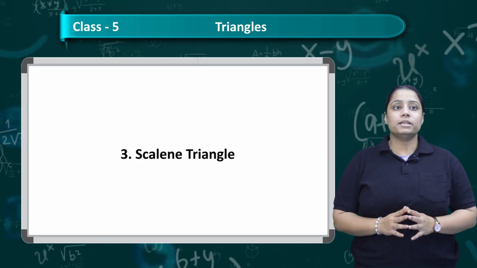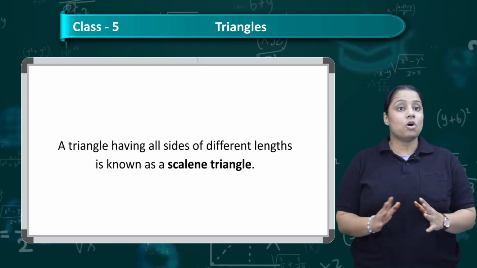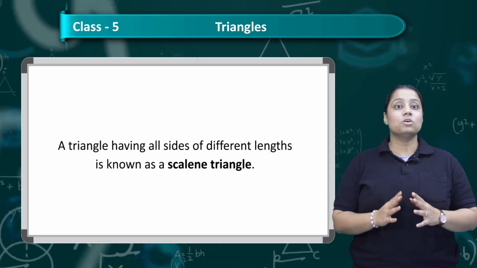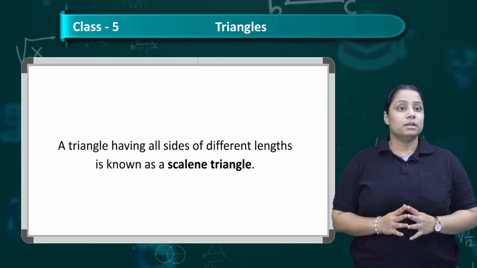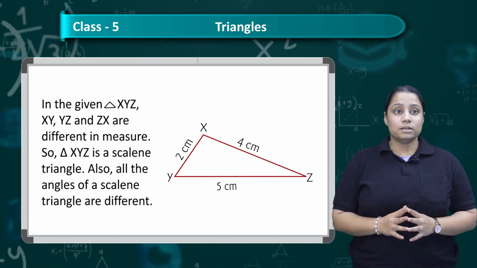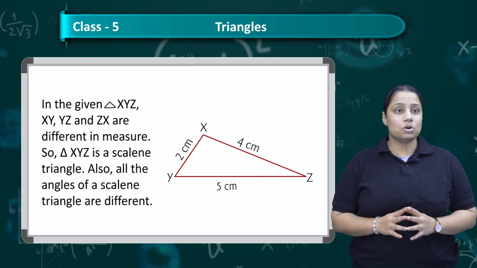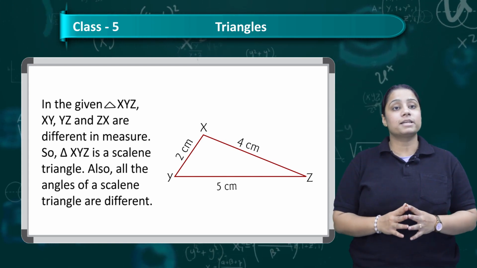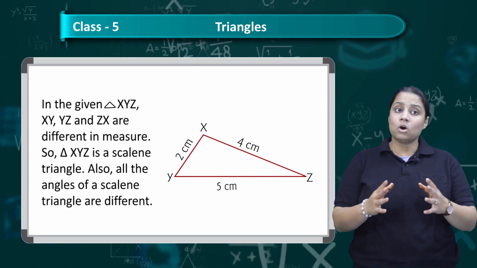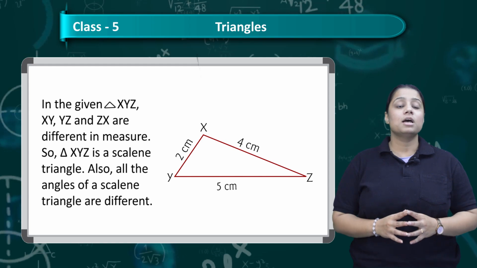Third, the scalene triangle. A triangle having all sides of different lengths is known as a scalene triangle. In the given triangle XYZ, XY, YZ and ZX are different in measure. So, triangle XYZ is a scalene triangle. Also, all the angles of a scalene triangle are different.